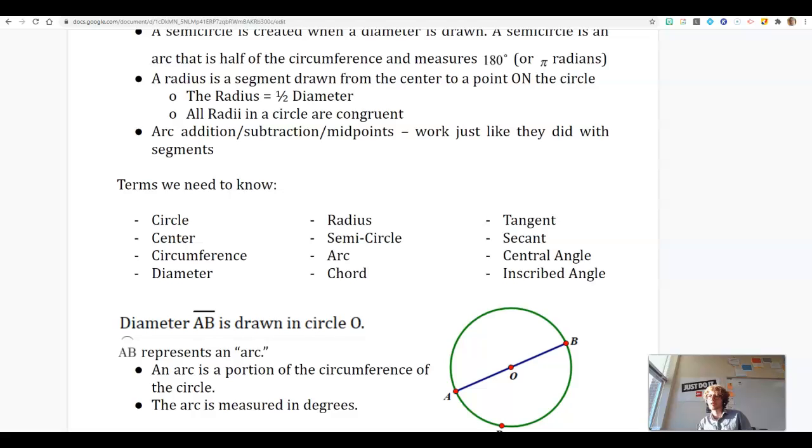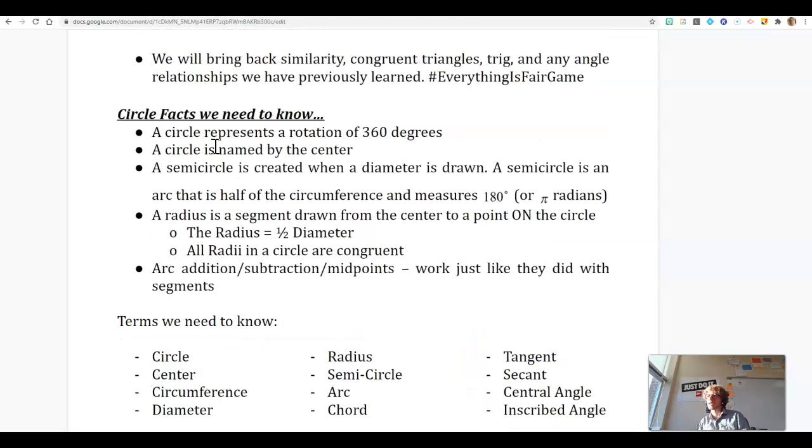Hey everybody, should be a quick video today. Our goal of the day is to know these terms right here. So if you want to pause the video and take a look at these terms, by the end of this video, you should be able to know what these terms are and describe them, and also identify them on a circle. So, what is a circle?